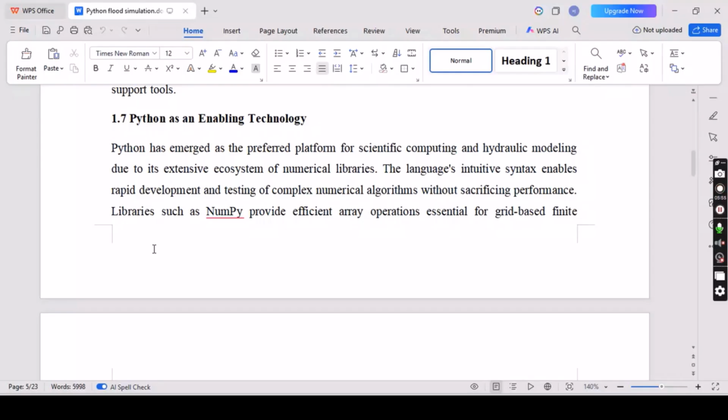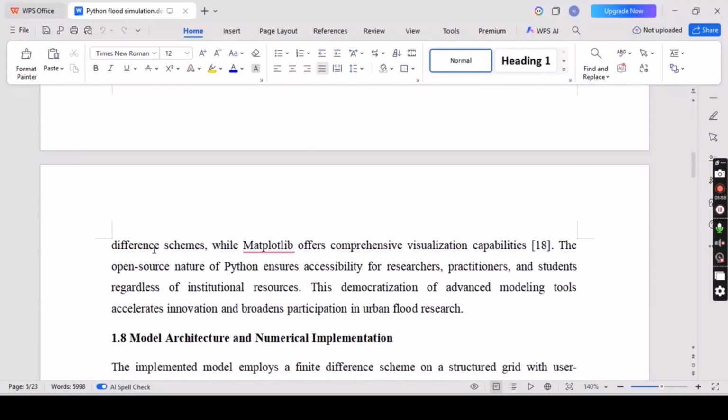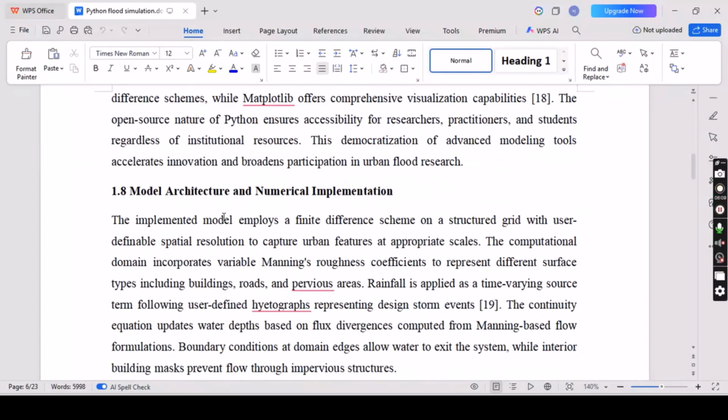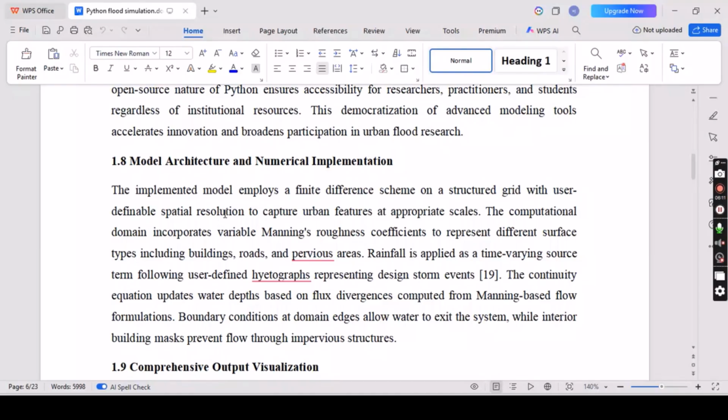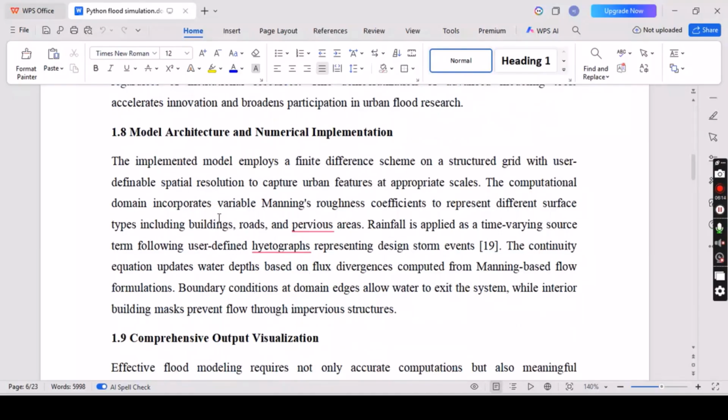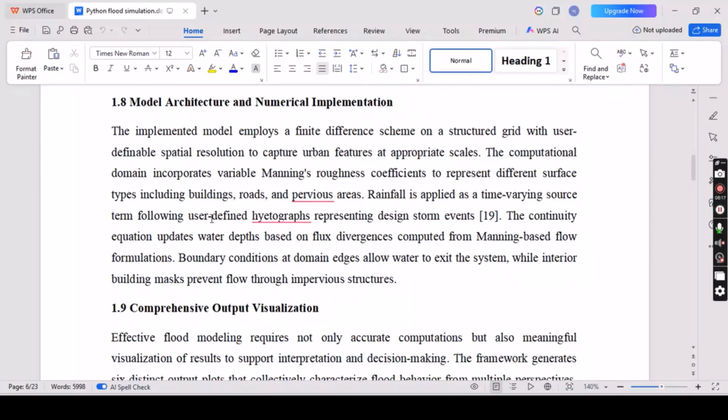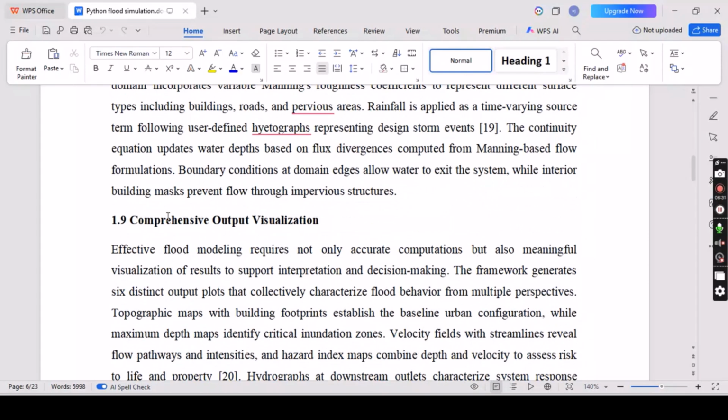Python is an enabling technology to help researchers, practitioners, and students simulate flood mechanisms, model architectures, and numerical implementation. We have used different techniques in terms of hydrographs representing design storm events, and we can also implement rainfall applied as a time-varying source, and the boundary conditions at domain edges allow the water to exit the system.